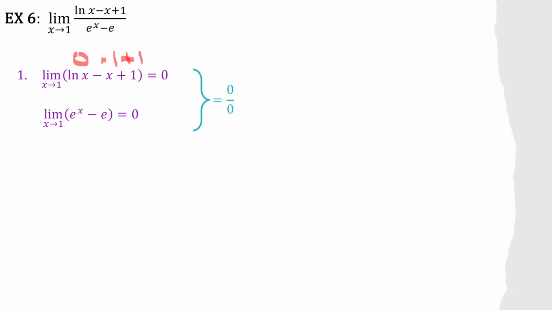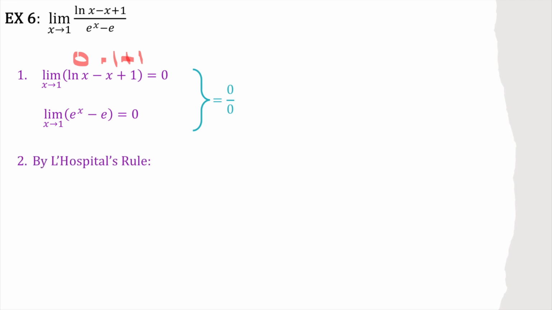Oh good, natural logs and e to the x. The limit as x approaches 1 of ln of x minus x plus 1 over e to the x minus e. Step 1, plug 1 into the top. Ln of 1 is 0, minus 1 plus 1. Yep, that's 0. And then plug in 1 to the bottom. You get e minus e, so that's another 0. We have our indeterminate form.